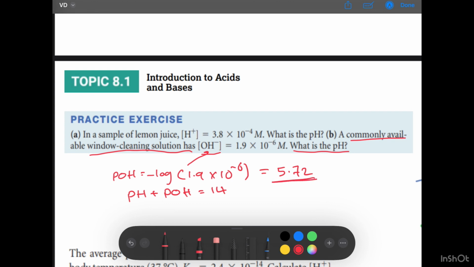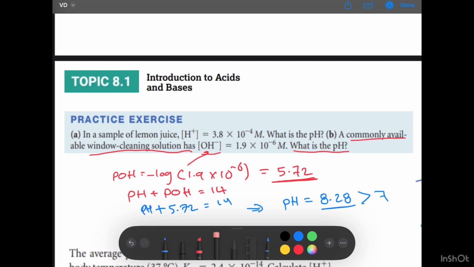And since the value here, which is the OH, is given, the pOH is 5.72, and this is 14, and this is unknown for me. Then you have to subtract from 14, and the pH is equal to 8.28. Okay, so this is the pH. You can see it's greater than 7. It's basic, and that's why cleaning solutions always have a pH greater than 7.